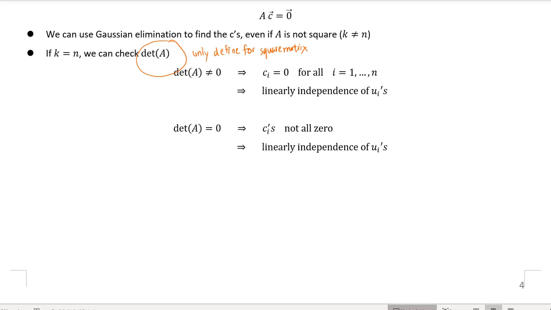If the determinant is not 0, then we have a unique solution, which is the trivial solution, so all ci's equal 0. That's why the vectors are linearly independent. And if the determinant is 0, it means we have infinitely many solutions, and there is some ci which is not 0, so that's why we get linearly dependent. I'm going to fix this handout. Okay, we get linearly dependent for the ui's.